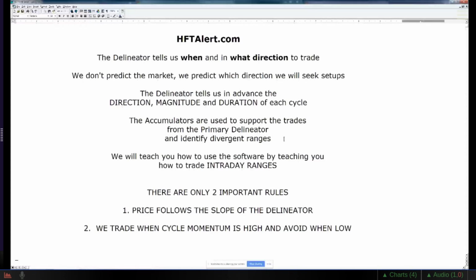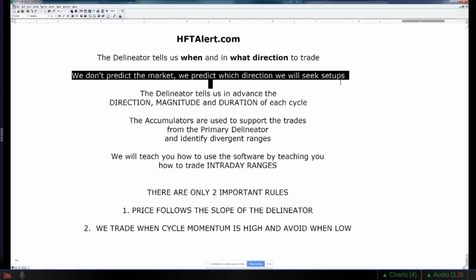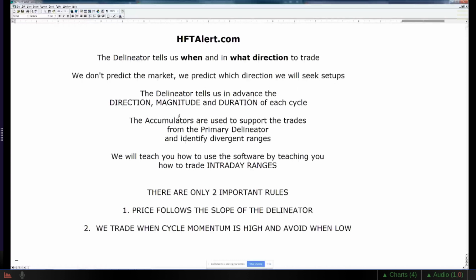So we can predict every day what tomorrow is going to be like, whether we're going to be seeking long setups or whether we're going to be seeking short setups. So we don't predict the market. We predict which direction we will seek setups. And all of these are based on trading intraday ranges.